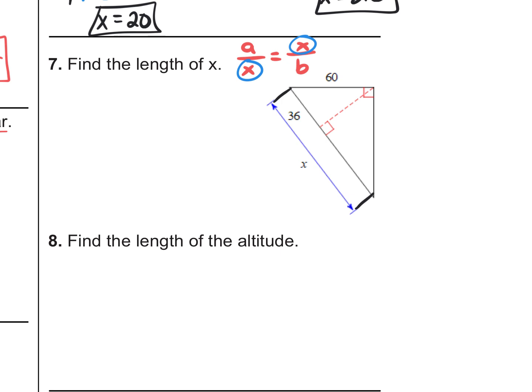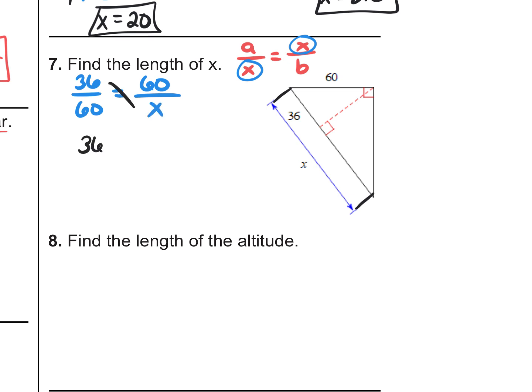So which value is a part of both triangles? I agree, because 60 is a part of the smaller one, and 60 is a part of the larger one. And again, it's always going to be one of these three sides. Okay, so 60 is our shared value. What do I put in the others? 36 and X. Yep, because 36 is a part of the smaller one, and X is a part of our larger one.